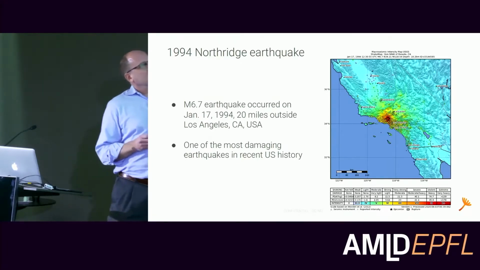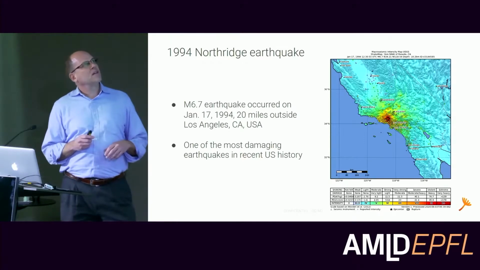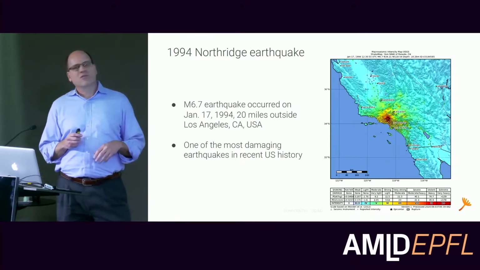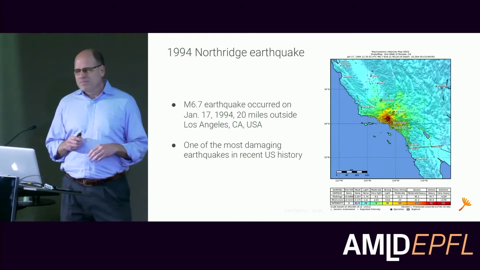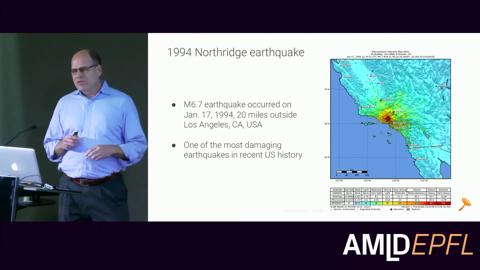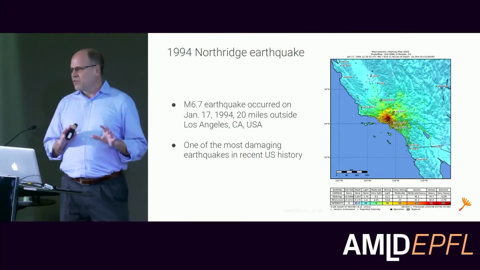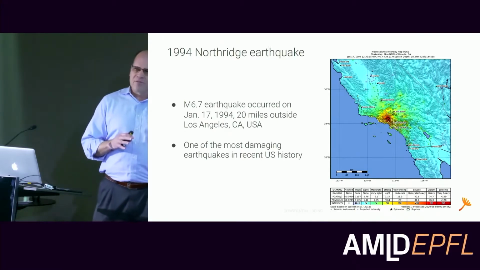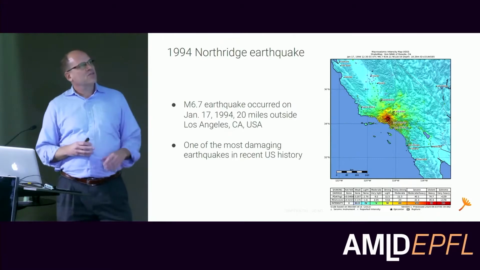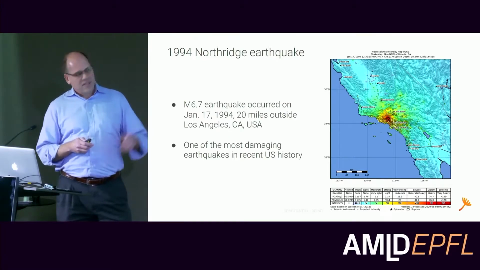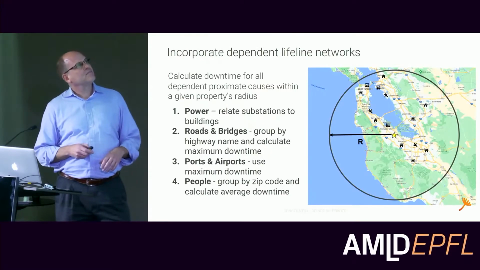So this was an earthquake in 1994. It's called the Northridge earthquake in Southern California, and happens to be one of the most damaging earthquakes just in terms of property damage, which is what we're specifically focused on. So when you have the event, what happens to the property has happened down in Los Angeles.